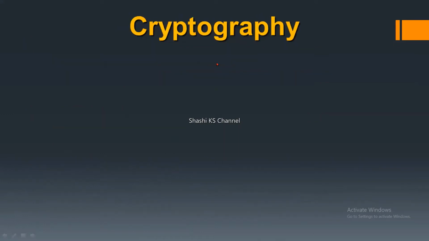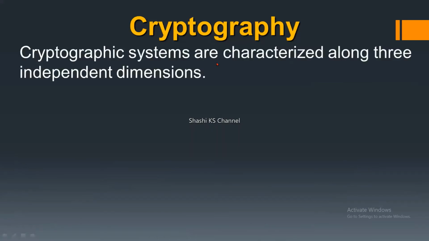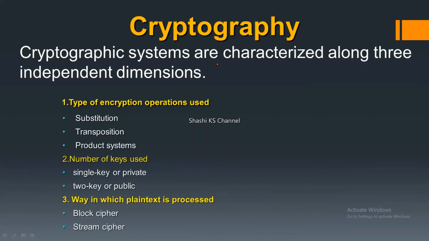So next is about cryptography. What is the meaning of cryptography? Cryptography is the area of study where we study the different types of schemes used for encryption. Such cryptographic schemes are characterized along 3 independent dimensions.